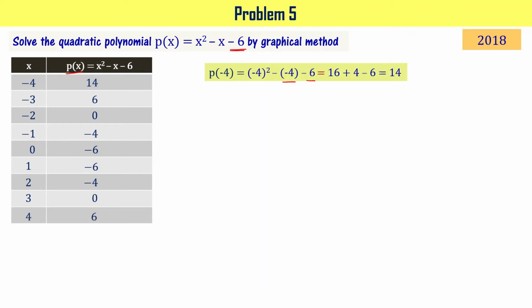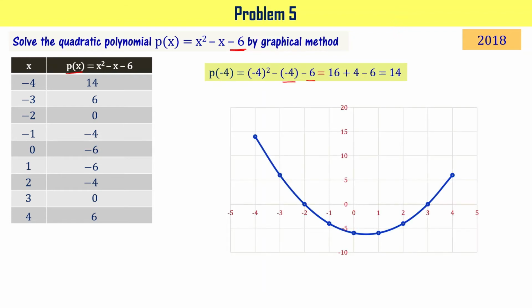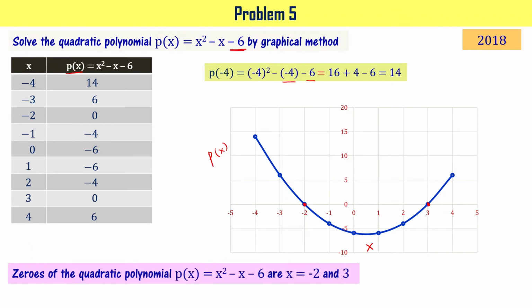Now if you plot P of x versus x, you get a figure like this. This is my P of x, the y-axis, and x is the x-axis. As you see here, the value of this particular curve is going 0 for x equal to minus 2 and x equal to 3, right? Hence I can write that zeros of the given quadratic polynomial p of x equal to x square minus x minus 6 are x equal to minus 2 and x equal to 3. This is what we are asked to do, right?